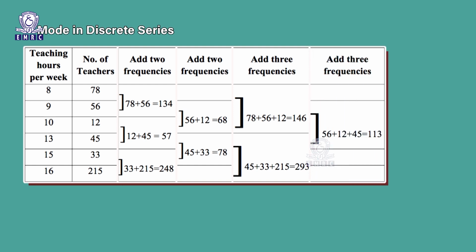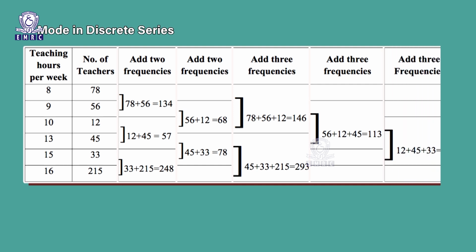In the sixth row, we are going to add three frequencies, but omitting the first one. After omitting the first one, that is 78, we are going to add 56 plus 12 plus 45, which is equal to 113. And there are two more frequencies, that is 33 and 215, and there is no third frequency. So we are going to simply leave it.